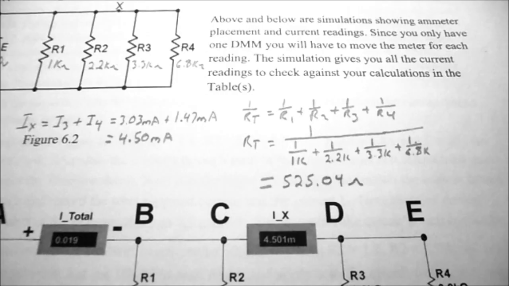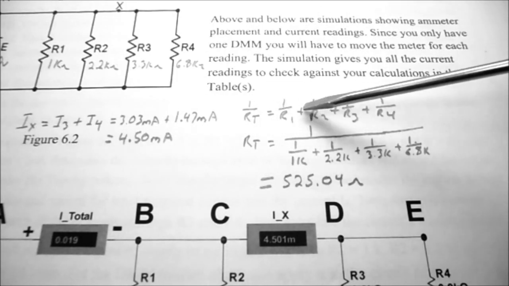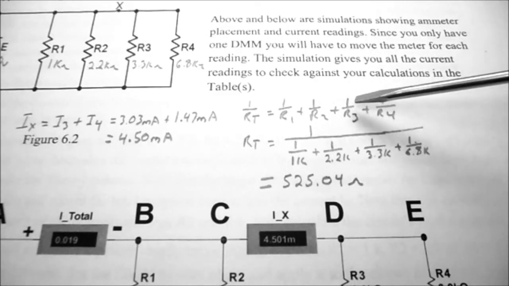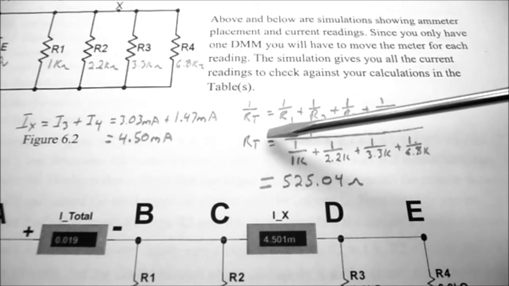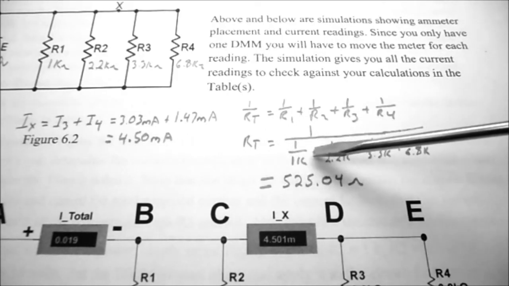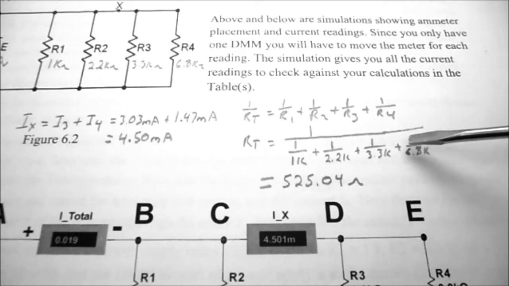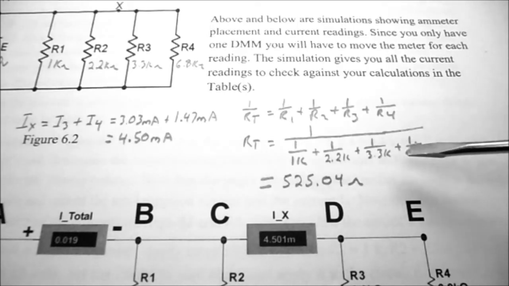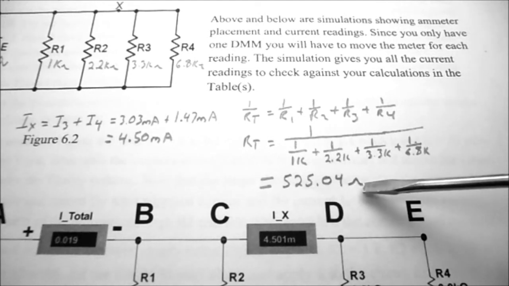To find the total resistance, the formula is 1 over RT equals 1 over R1 plus 1 over R2 plus 1 over R3 plus 1 over R4. Rearranging for RT, it's equal to 1 over 1k plus 1 over 2.2k plus 1 over 3.3k plus 1 over 6.8k, which equals 525.04 ohms.